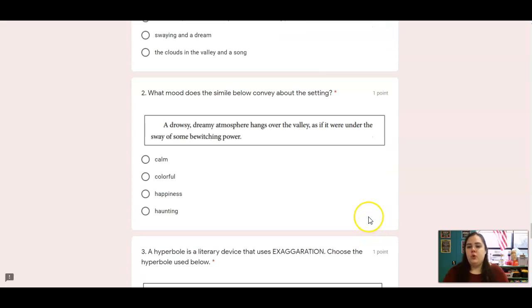Number two, what mood does the simile below convey about the setting? So a mood is the feeling that the author gives in a text. So what feeling are you getting from the setting from this quote? A drowsy, dreamy atmosphere hangs over the valley as if it were under the sway of some bewitching power. So same quote, but think about the mood.